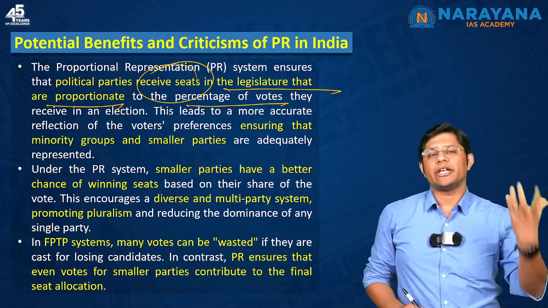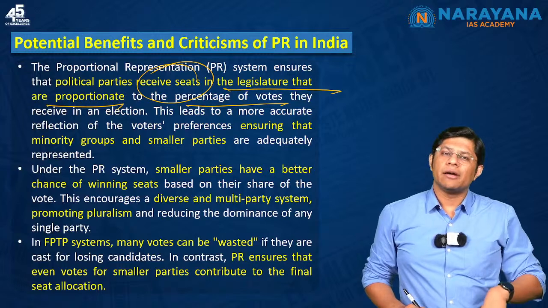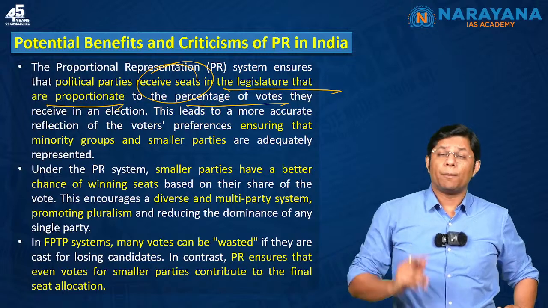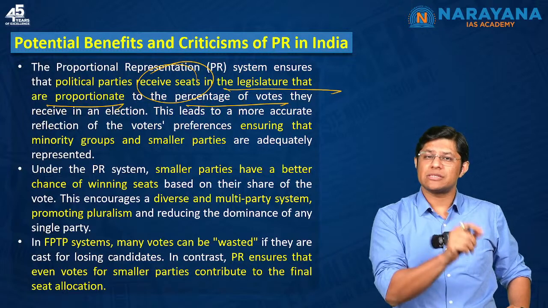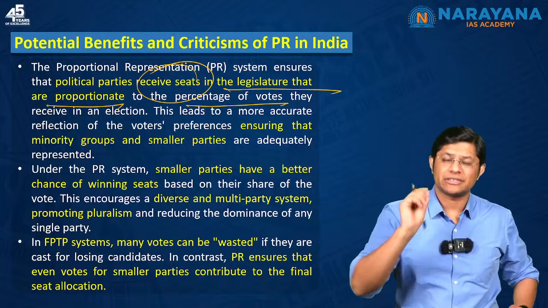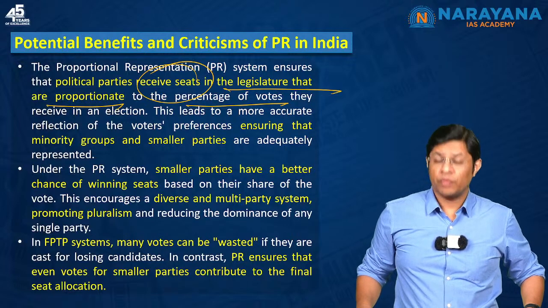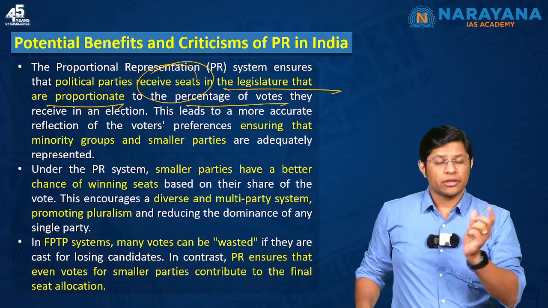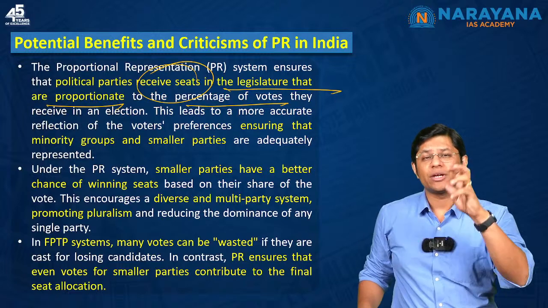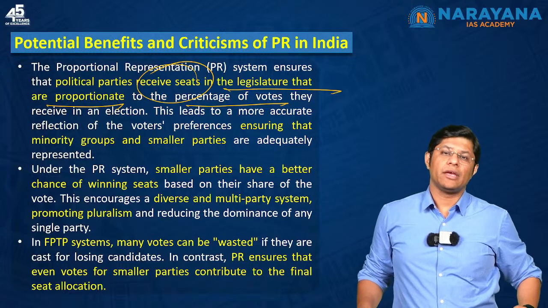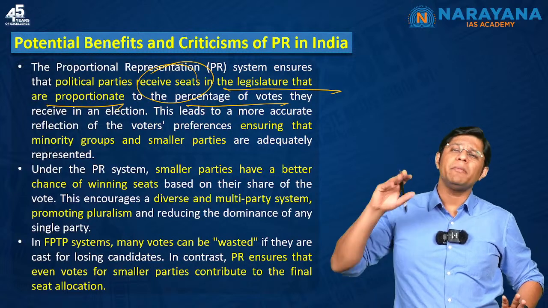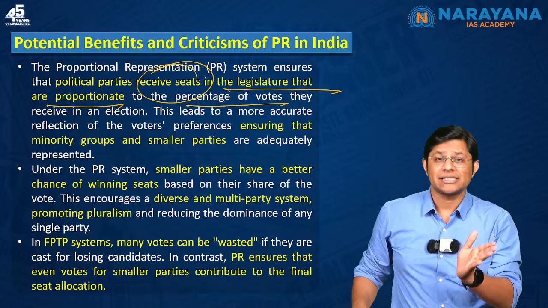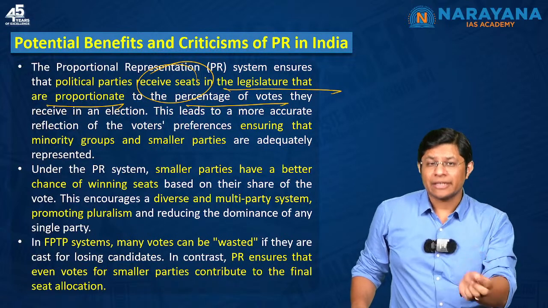Or let's say the minority groups. For example, the Muslims in our country constitute around 15% of India's population. But the seats of Muslims in the Lok Sabha is not even 5%. Which means if India adopts proportional representation, the minority groups and the small political parties have a chance to get seats in the legislature. In the current system, only the major political parties have a chance to win seats in the legislature. But in the PR system, even the smaller political parties have a chance to win seats.